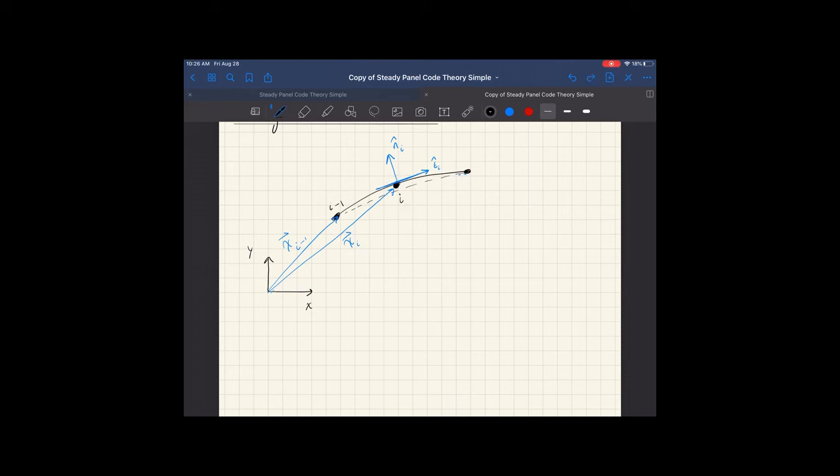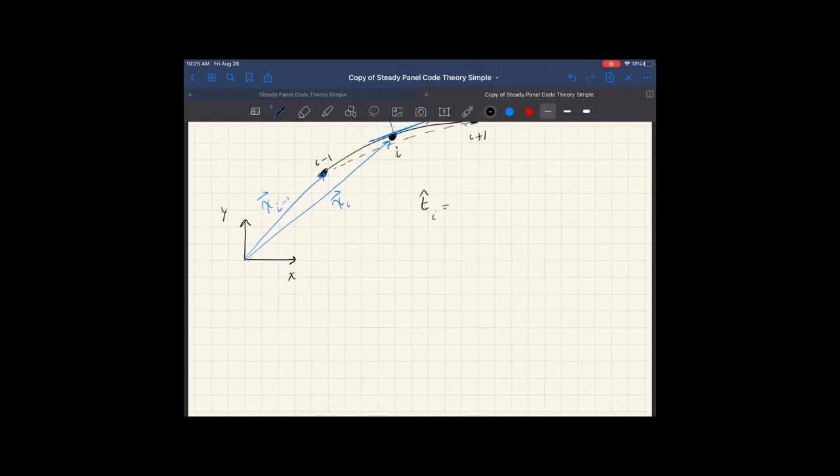We can simply find the tangential unit vector, which is equal to, and this is a first order approximation of the tangential vector. Because I'm only using I and I minus 1, you can come up with a way to get the tangential vector using some sort of a central difference method, so that you actually use I plus 1, I minus 1. In the limit of lots of collocation points and bound vortices, there shouldn't be a big difference, but use whatever method you prefer.